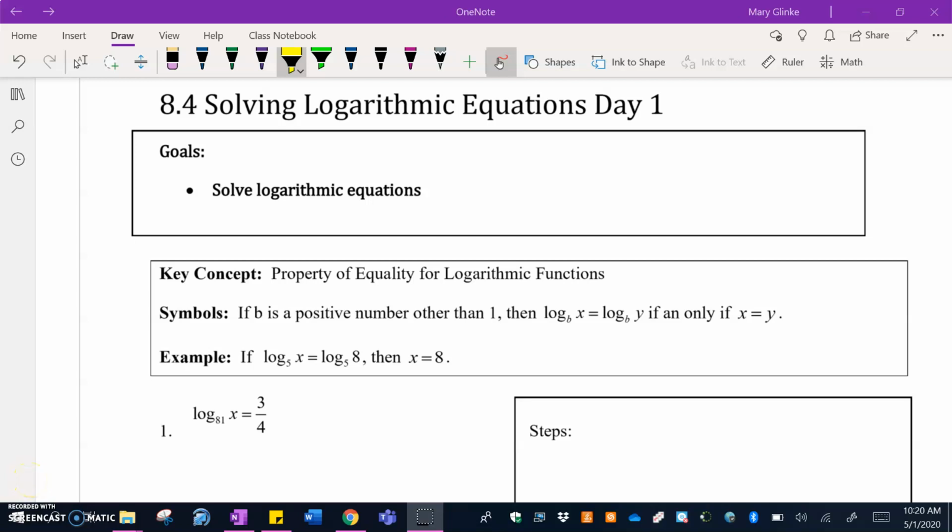So today we're going to be solving logarithmic equations. We're either going to have one logarithm or two logarithms in the problem. Our goal is to figure out the value or values of x that make the equation true.